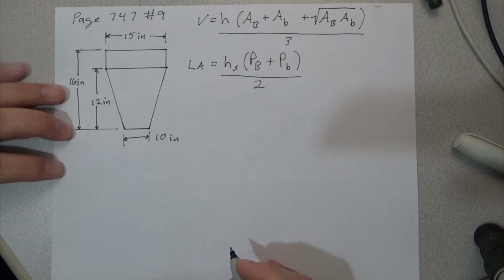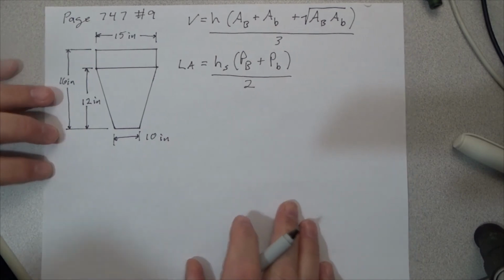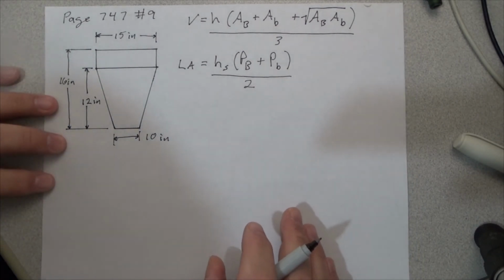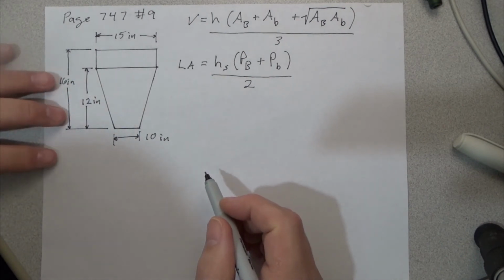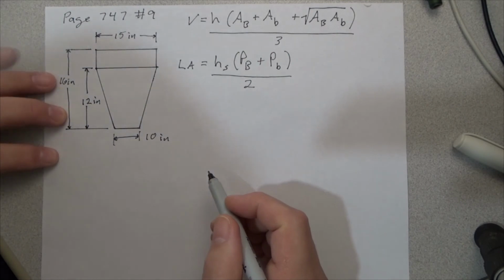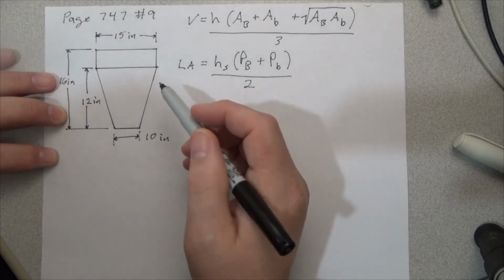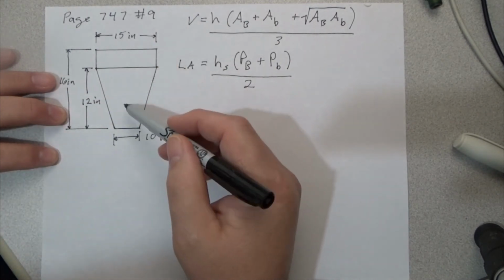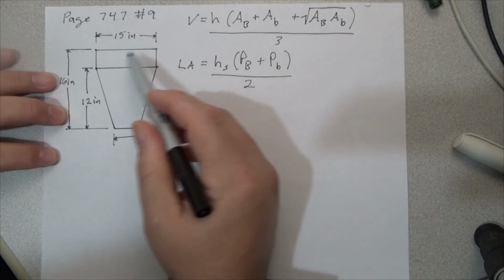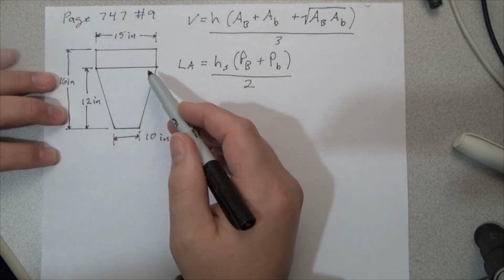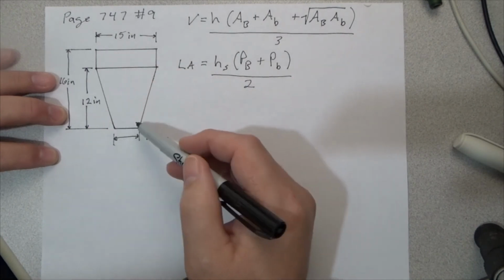This video is going to cover homework from page 747, number 9. Okay, so what we have here is a wooden planter in figure 30-23. And what we need to do is find the volume and the surface area of this planter. Now, the top part right here is a prism, where the bottom part is a frustum.